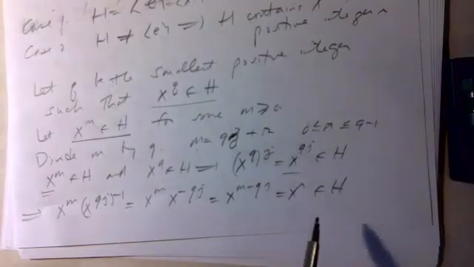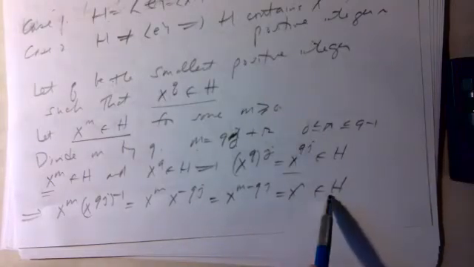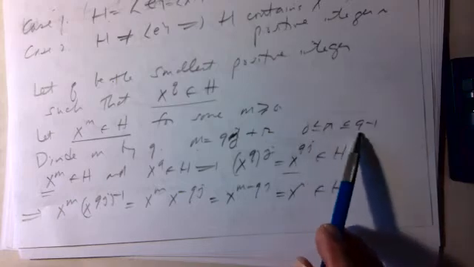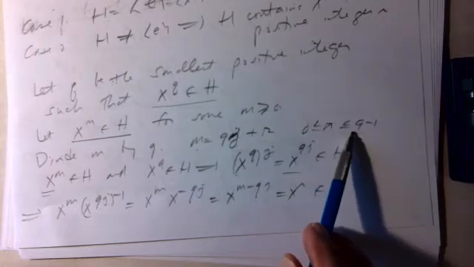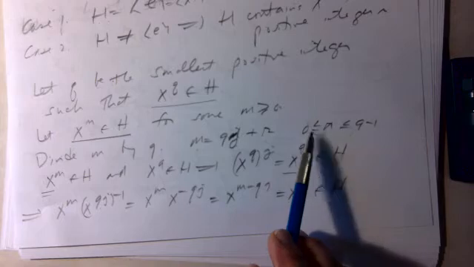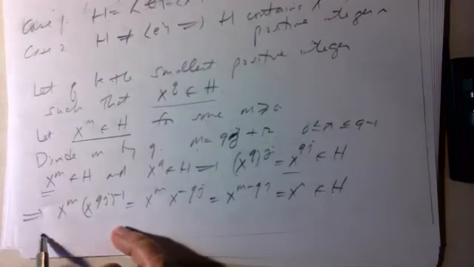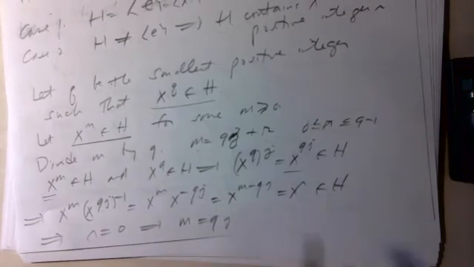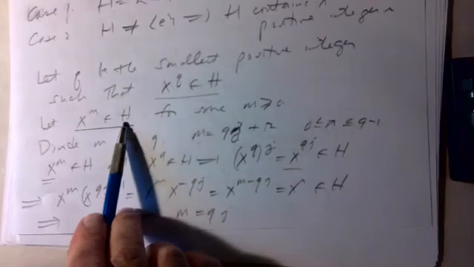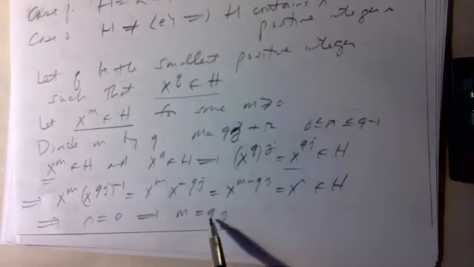So what does that tell us? It tells us that x to the R is in H. R is strictly smaller than Q. But Q is the smallest positive integer that's in H. And if R is less than Q and positive, x to the R can't be in H. So therefore, R has to be 0, and m is Q times J, which means the only elements in the subgroup H are x raised to a power that's a multiple of Q. So H is the set of all powers of x to the Q.